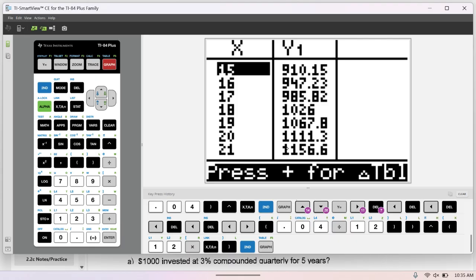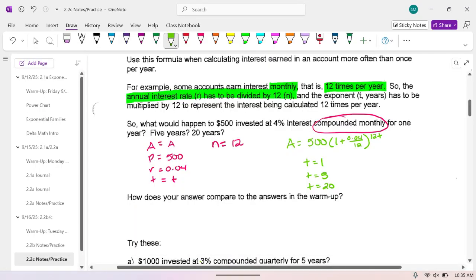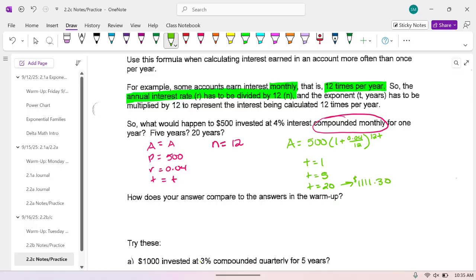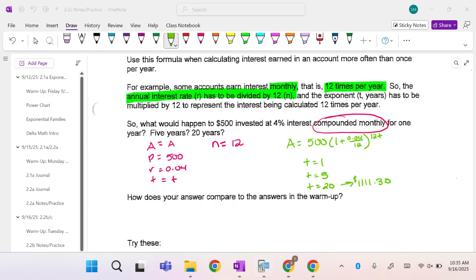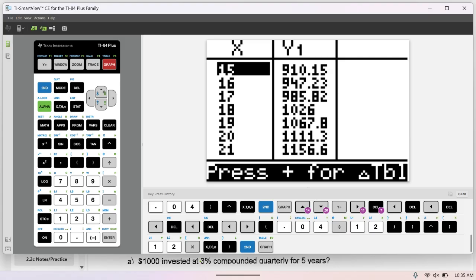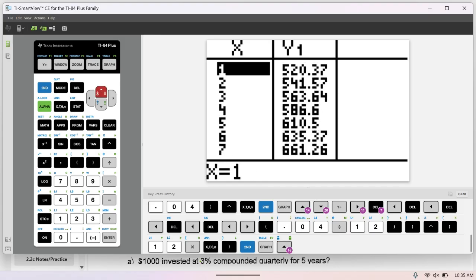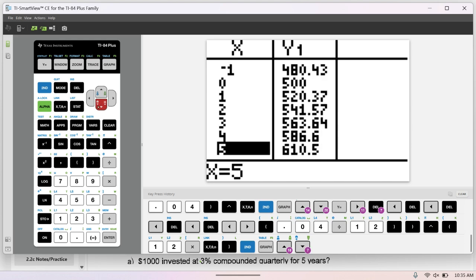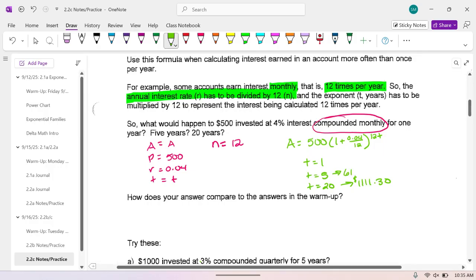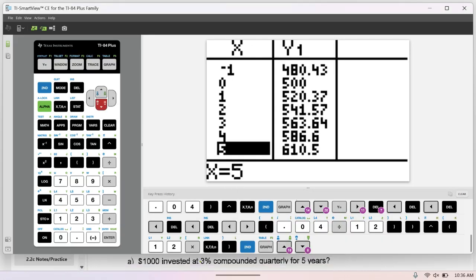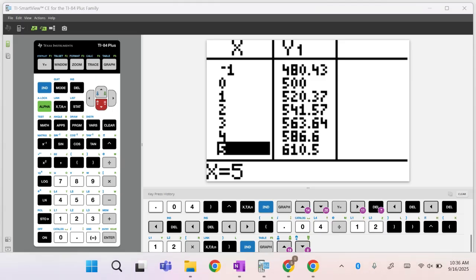I already got 20. So that is $1,111.30. I'm then going to scroll up to 5. All right. Oops, too much. So $610.50. So after 5 years, that's how much I made, compounded monthly. And then after 1 year, it was $520.37.